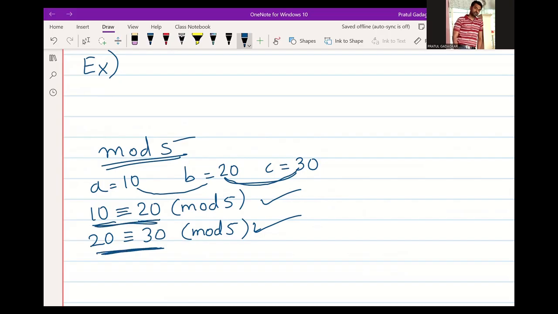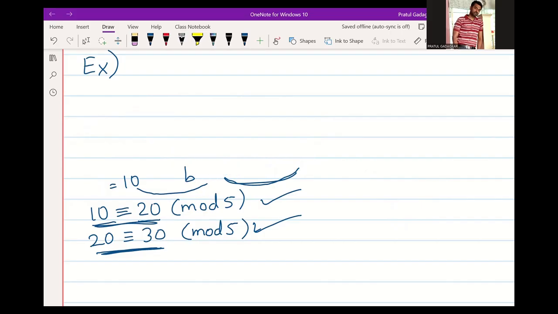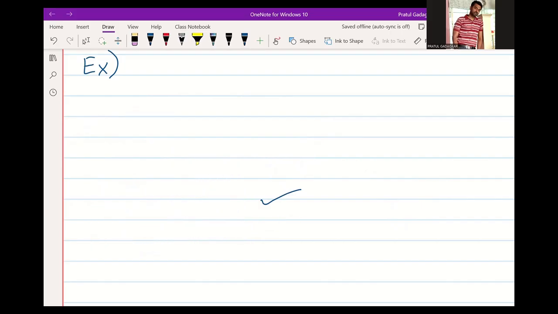So we can now say that A and C are also congruent. 10 and 30 are also congruent, right? So if A is congruent to B and B is congruent to C, then I can conclude that the number A is also congruent to C, right? So let us try to justify this in a small way.